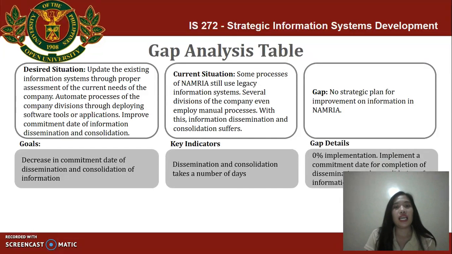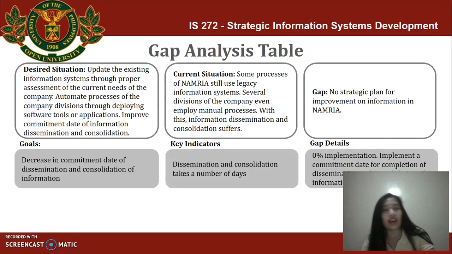Next one, the dissemination and consolidation of information takes a number of days. So the goal is to decrease that number of days and provide a commitment date to the employees. So right now, there's still no implementation, and to bridge the gap, we need to implement a commitment date for the completion and dissemination of information.